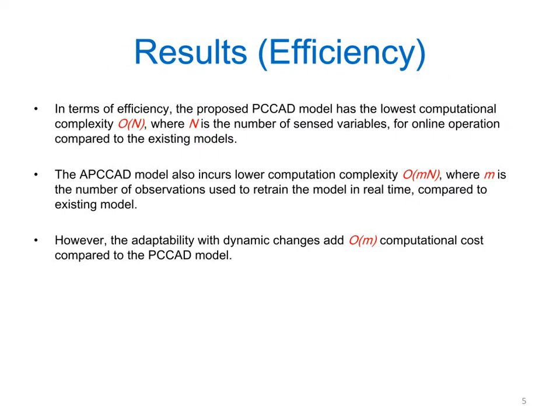In terms of efficiency, we found that the proposed models have the lowest computational complexity compared to the existing models. We see that the proposed BCCAD model incurs O(n), where n is the number of observed variables. However, when we use the adaptive model, we need to add m to the computational complexity, where m is the number of observations used to retrain the model to cope with the dynamic change in the environment.